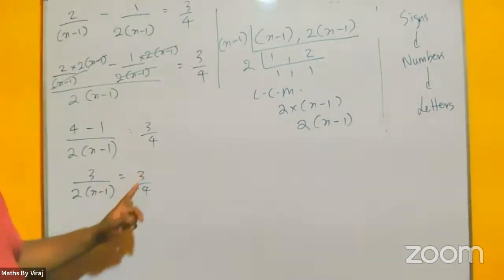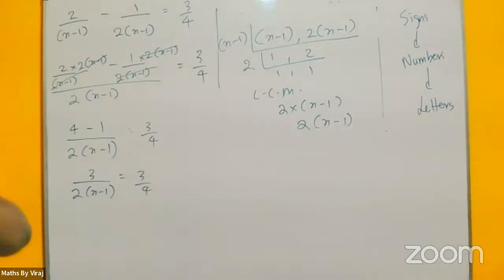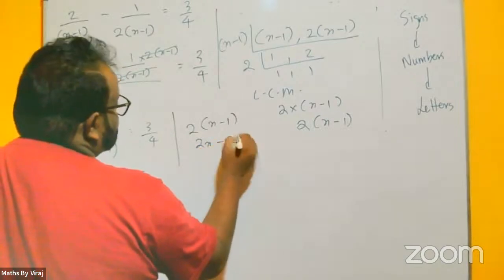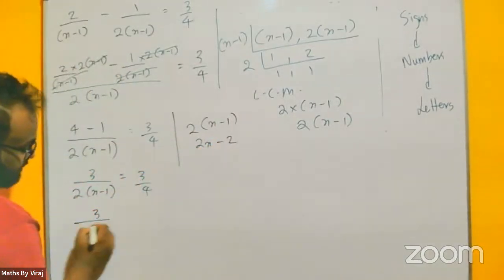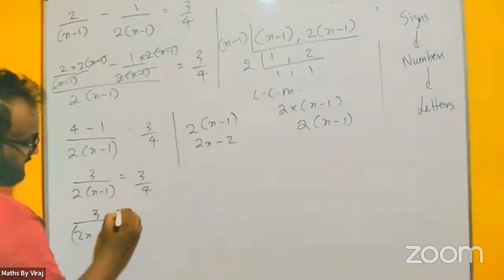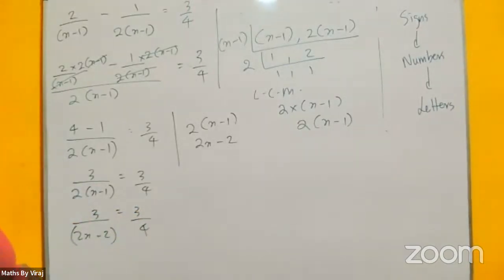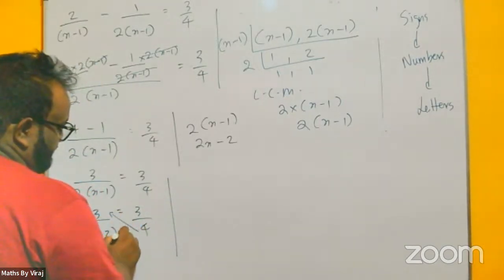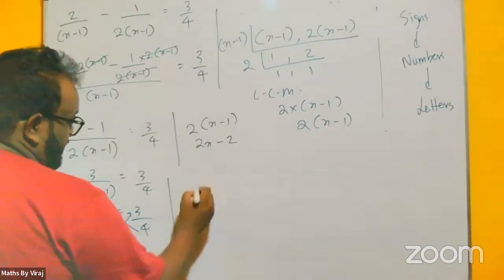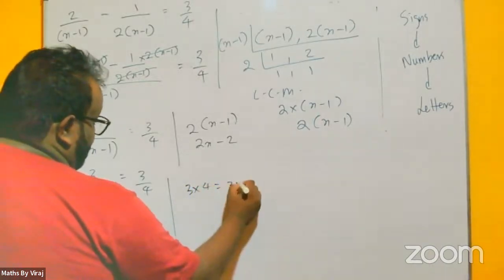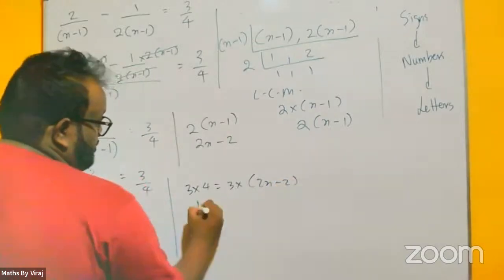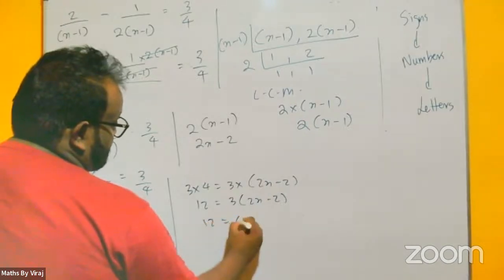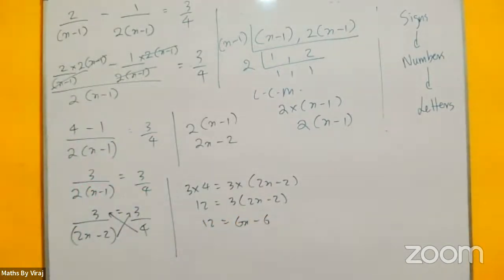Division, multiplication. Division, multiplication. But we know that 2 times x minus 1 is 2x minus 2. There is no shame in doing those calculations little by little, part by part, and having it as such. Now we cross multiply. Why? Division goes to the other side and becomes multiplication, vice versa. 3 into 4, 3 times 2x minus 2. 12 equals 3 times 2x minus 2. 12 equals 6x minus 6. Look at that. Very simple.